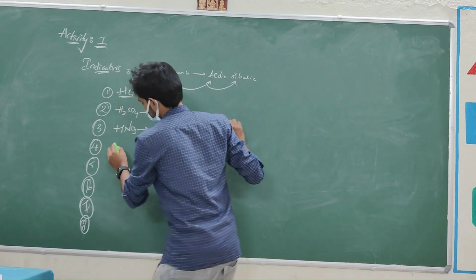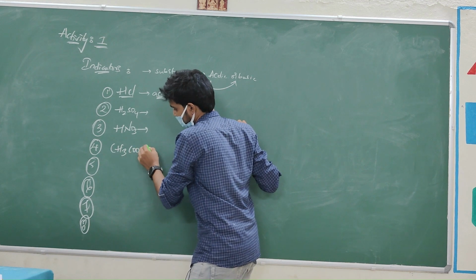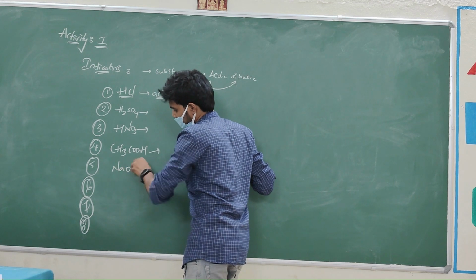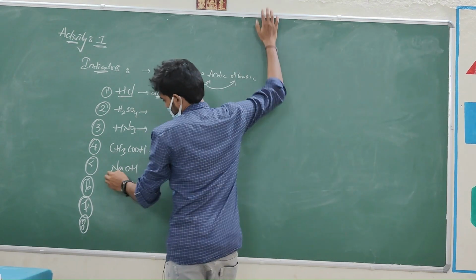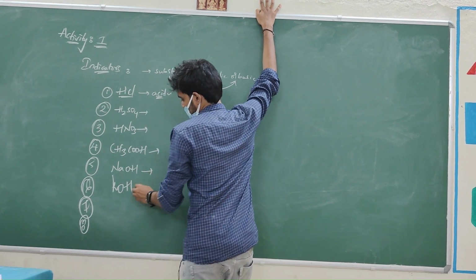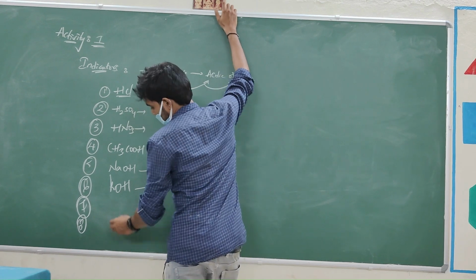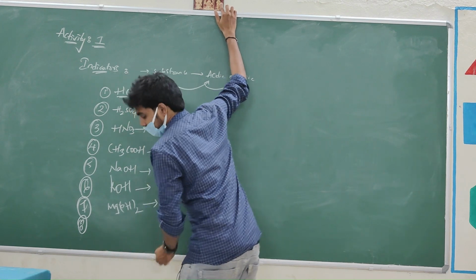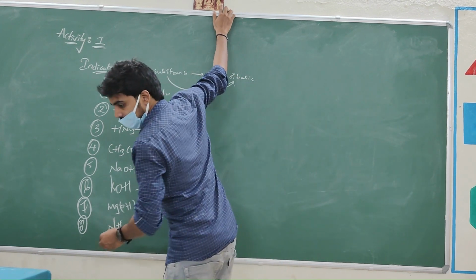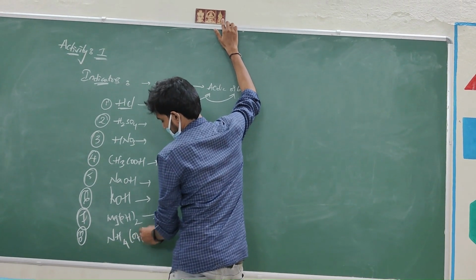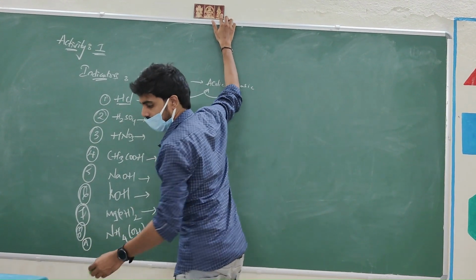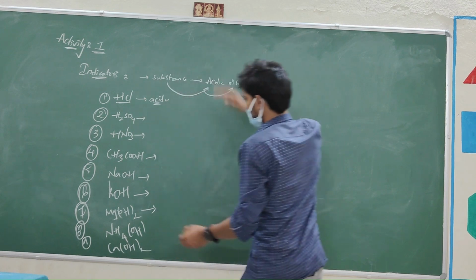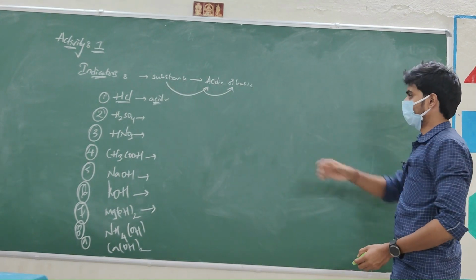And the next one is CH3COOH, which is acetic acid. Next we have sodium hydroxide, NaOH, and then potassium hydroxide, KOH. Next he has given magnesium hydroxide, Mg(OH)2, and then NH4OH, which is ammonium hydroxide. Finally we have calcium hydroxide, Ca(OH)2. These were the substances given in your textbook.